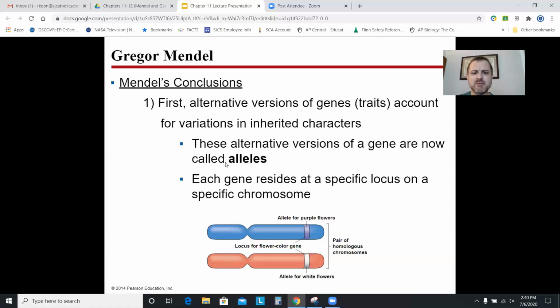So what are the different alleles for eye color in humans? There's blue, there's brown, there's black, there's green, there's hazel. For hair color, there's black, there's blonde, there's red, there's brown. Those are the different versions.